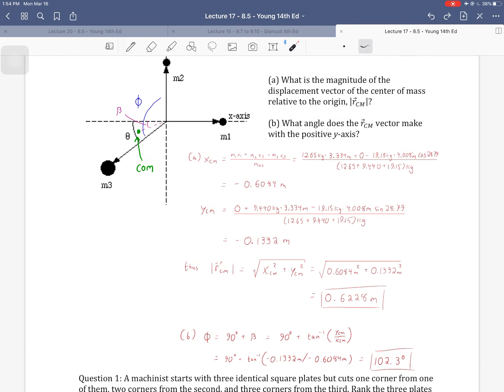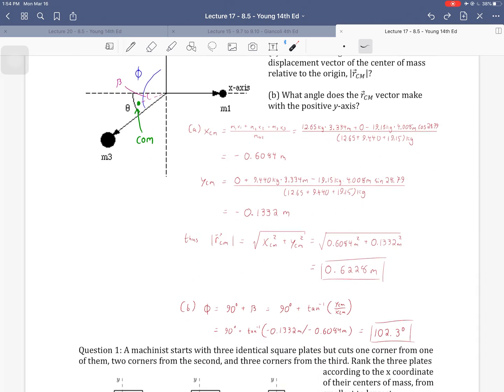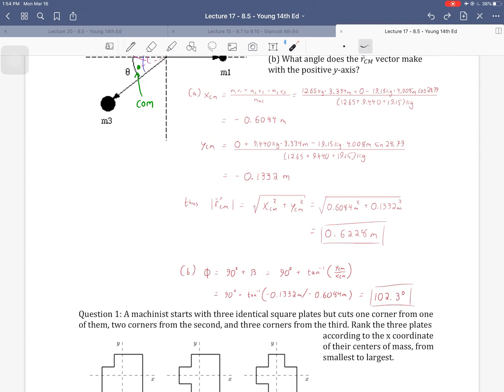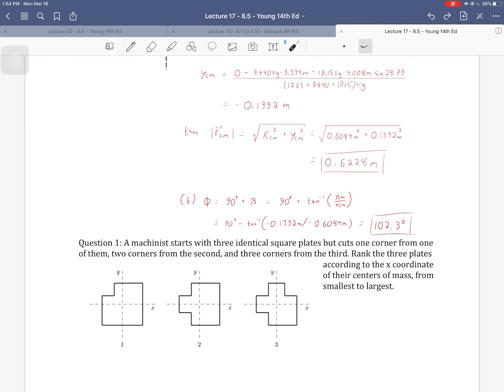Okay, so that is example 2, working more with discrete centers of mass like in example 1, but including the idea of taking a vector to represent that center of mass and finding its angle relative to a particular axis.